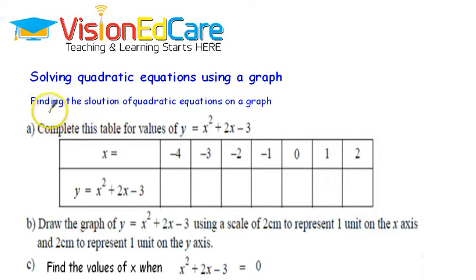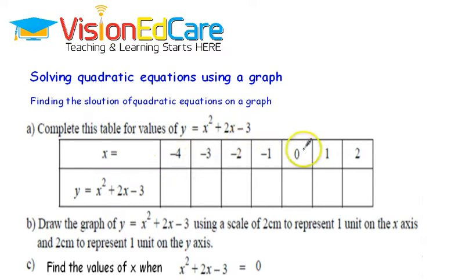In this section, you are going to understand how to solve quadratic equations using a graph. Here we have a table, and you are required to complete the table of values of y equals x squared plus 2x minus 3.